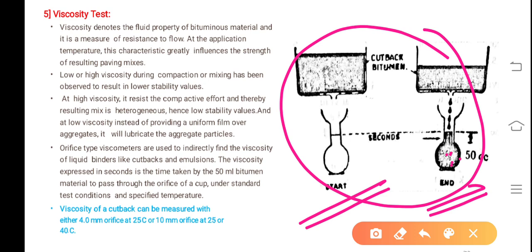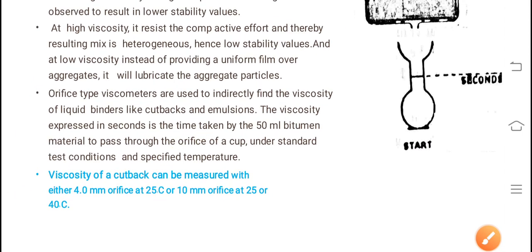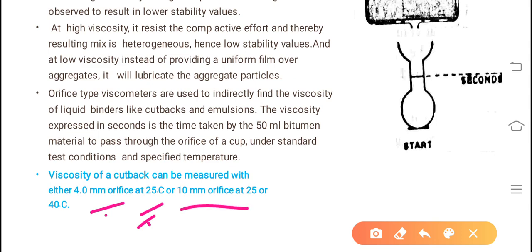Indirectly, the time taken to collect 50 or 25 cc of bitumen is nothing but viscosity. We will measure it indirectly. An important point to note is that the viscosity of a cutback bitumen can be measured with either a 4 mm orifice at 25 degrees centigrade, or a 10 mm orifice at 25 or 40 degrees centigrade.